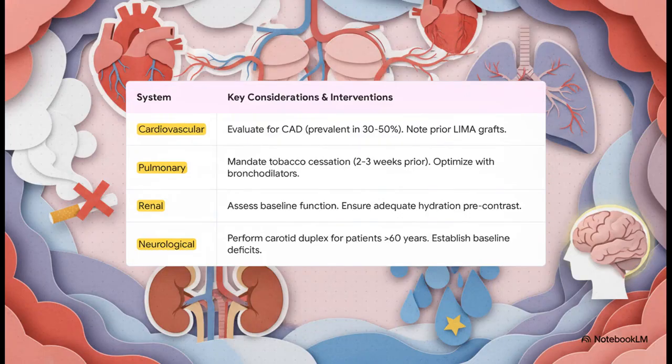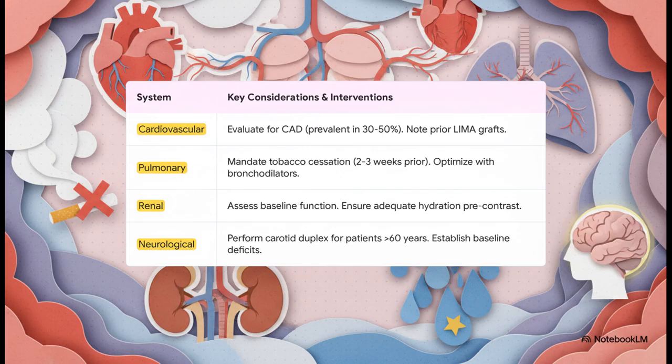This table really breaks down our targeted plan. A few key things to point out. Cardiovascular-wise, you have got to know if they've had a CABG with a LIMA graft. Why? Because that LIMA comes off the left subclavian. And if that artery gets covered during a TEVAR, you've just knocked out a coronary bypass graft.